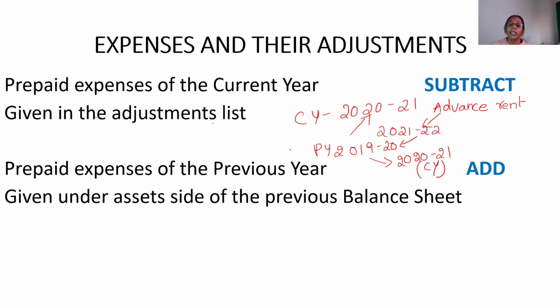So that is why the previous year's advance payments, if any, have to be added to the nature of the expense. So I bring it to you once again. Prepaid expenses, which are given in the list of adjustments during the current year, you will subtract from the total expenses being given. On the other hand, if you find any prepaid expenses given in your opening balance sheet, which belong to the previous year, that needs to be added back to the expense.